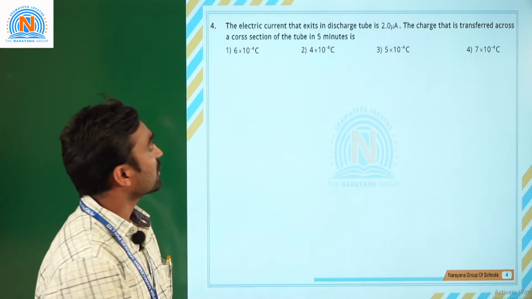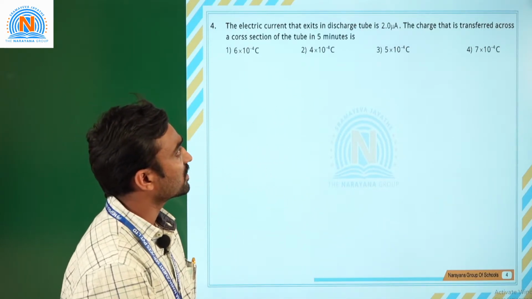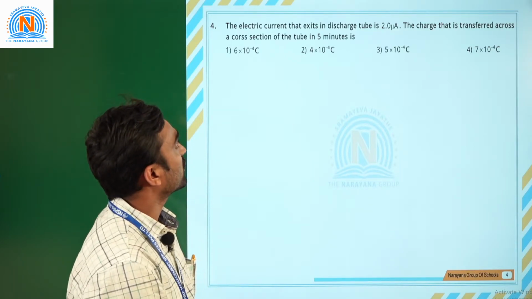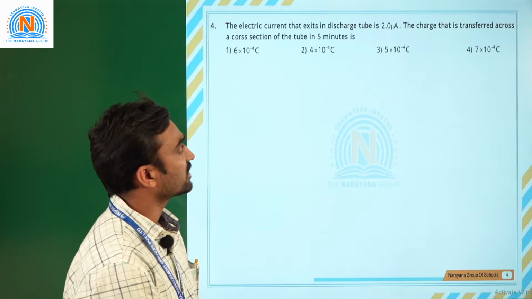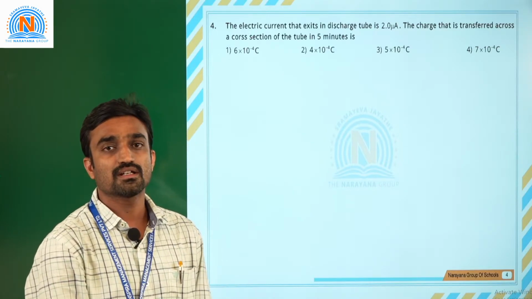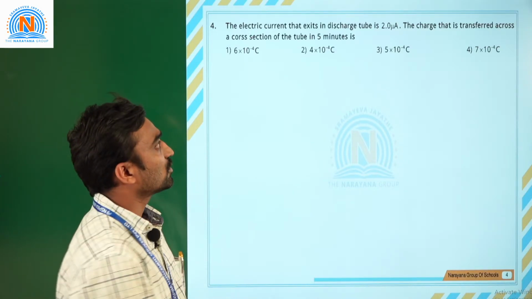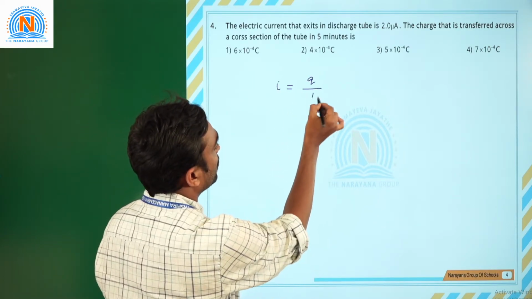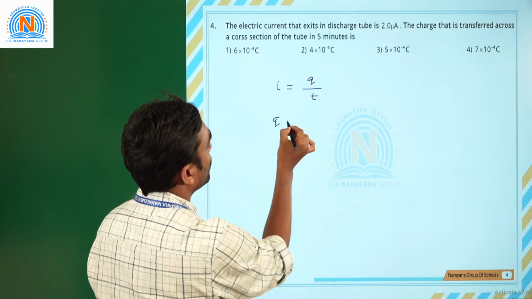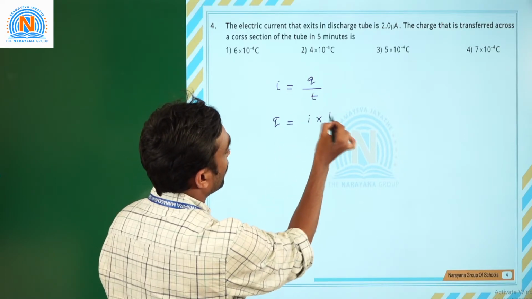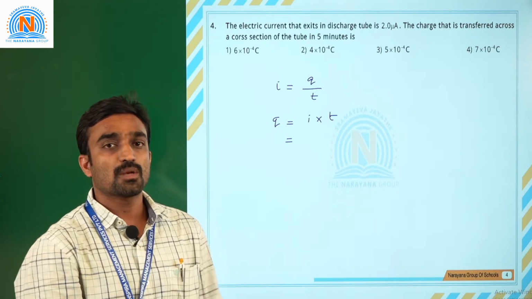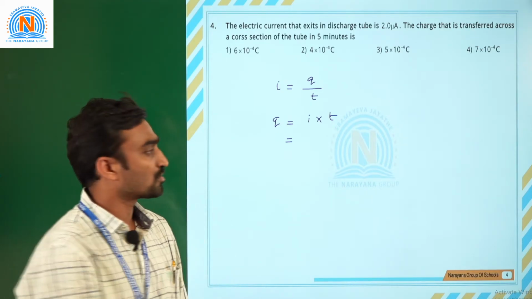So in this question they are asking: the electric current that exists in a discharge tube is 2 microamps. The charge that is transferred across a cross section of the tube in 5 minutes is. Here they are asking us to find the charge that is passing. So we will use the same formula here, I equal to Q upon time. So Q equal to I into T. So how much current is flowing? 2 microamps. So 2 microamps, convert that into amps. 2 into 10 raised to minus 6 amps.